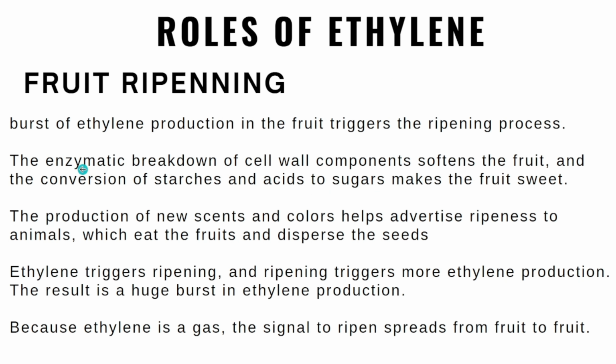So I think I don't need to mention more about this. Normally it will break down the cell wall components of the fruit and then convert the starch to sugar, making the fruit sweeter, so that when you eat the fruit it is sweet, right? And they also produce color, so the fruit is more colorful. Ethylene will trigger ripening, and ripening will trigger more ethylene production. So this will result in a huge burst in ethylene production.